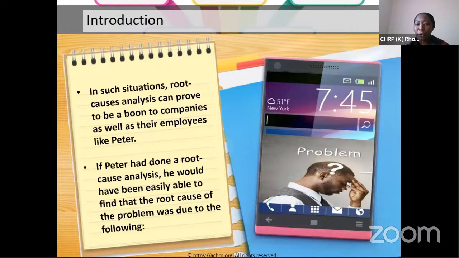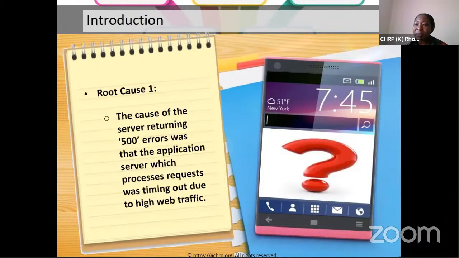maybe been easily able to find out what the root cause of the problem was. Let's see what caused this. So we have 3 causes of this problem of returning the 500 error. And let's look at the 3. So the first root cause, after a root cause analysis, of the server returning the 500 error was that the application server, which processes the request or the orders for the customer, was timing out due to high web traffic.